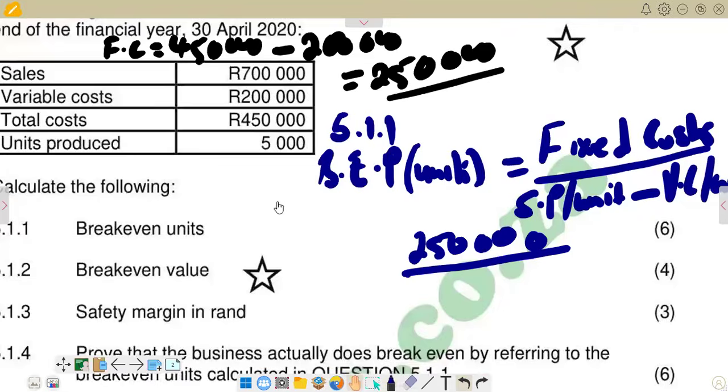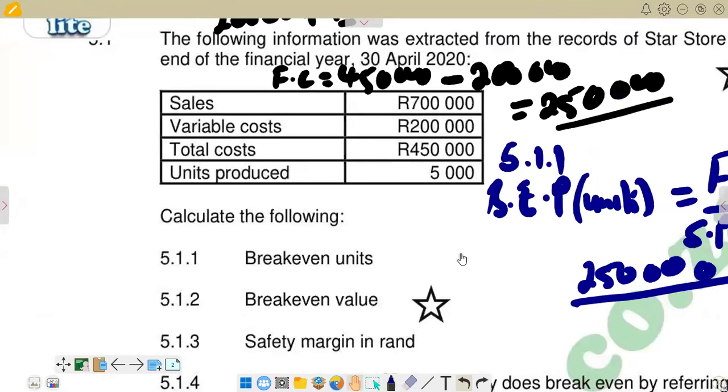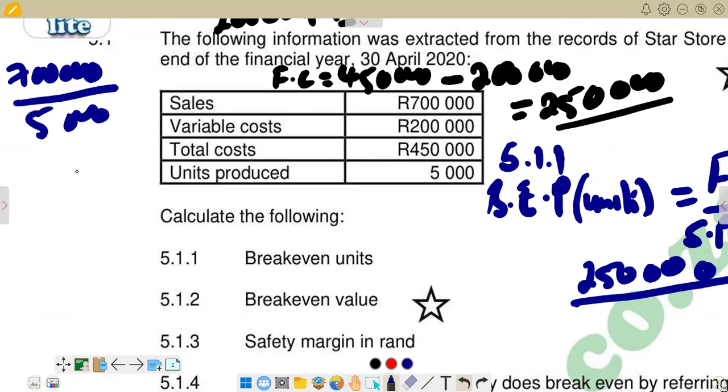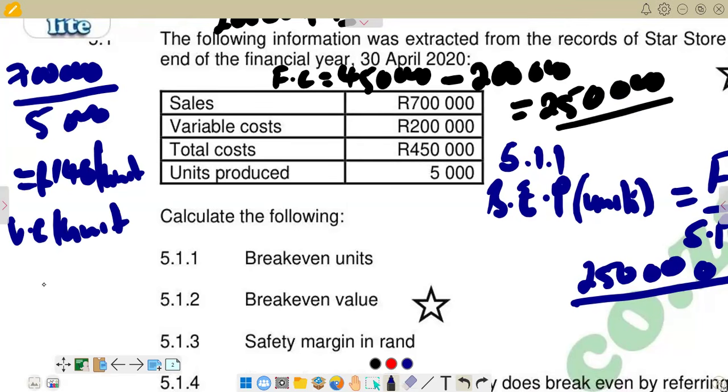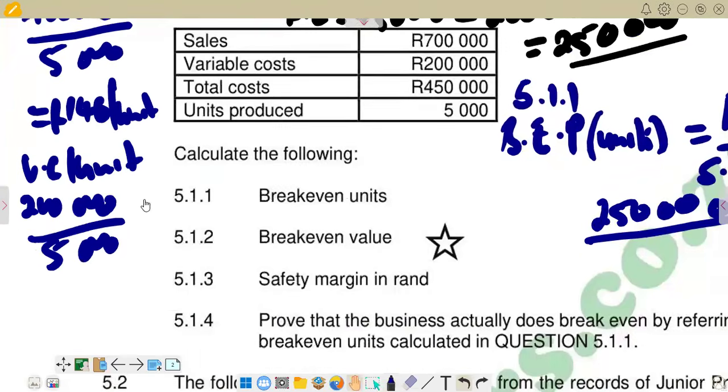We are given sales in total. So we say sales in total gives the selling price per unit when divided by the number of units produced, which is 5,000. If you divide the two, you find 140 rands per unit. So this is the selling price per unit. We also need the variable cost per unit. We take the total variable cost of 200,000 and divide by 5,000 to get the variable cost per unit.